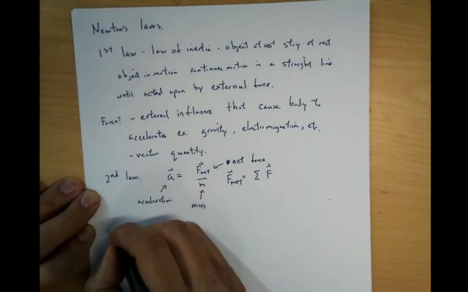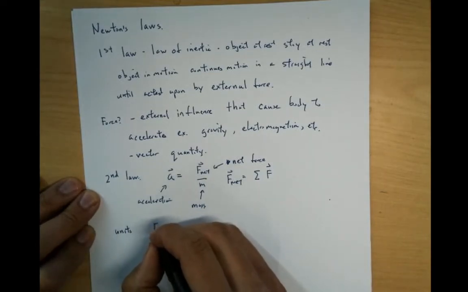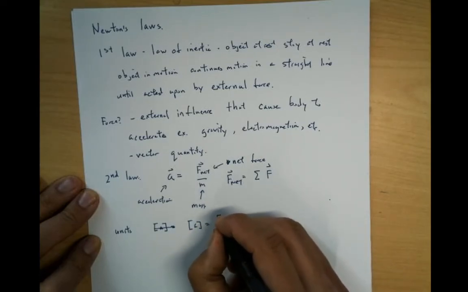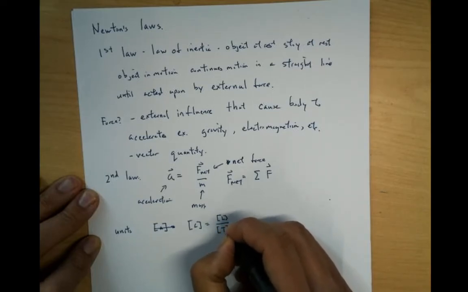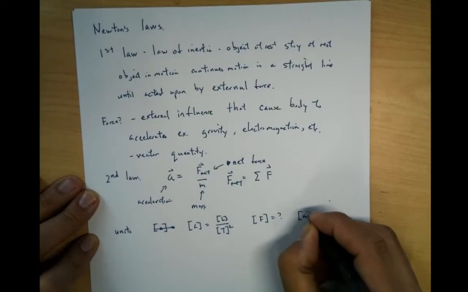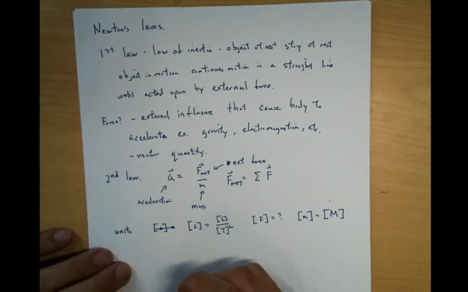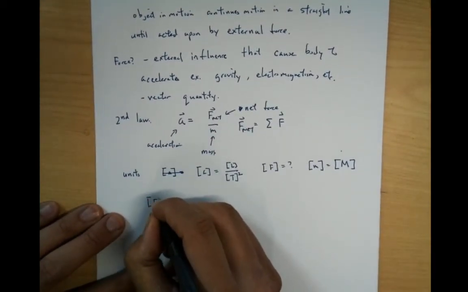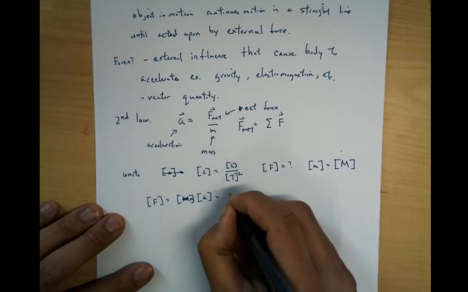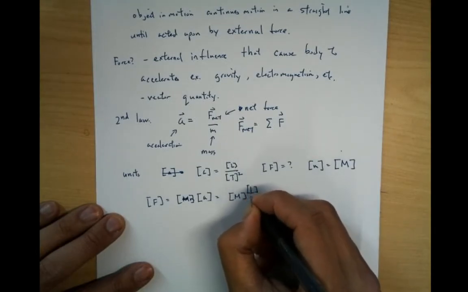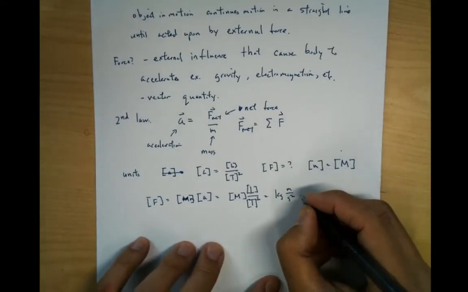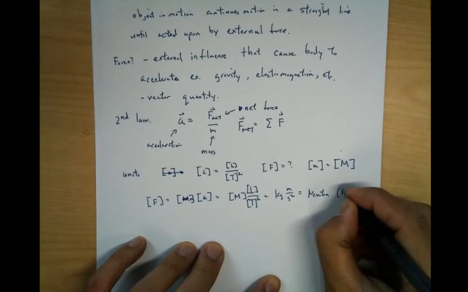Okay, so we can get the units of this. The unit of acceleration is length divided by time squared, meters per second squared. The unit for force, I don't quite know that yet. The unit for mass is just capital M, mass. And so you can multiply this all together. That means the unit for force is equal to units of mass times units of acceleration, which is mass times length over time squared. That's kilogram meters per second squared. This has a special name associated. This is called the Newton, or N for short.